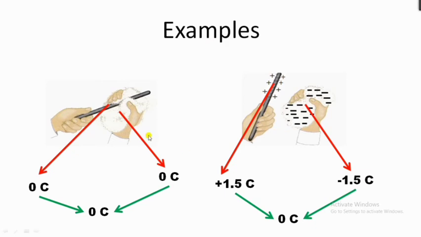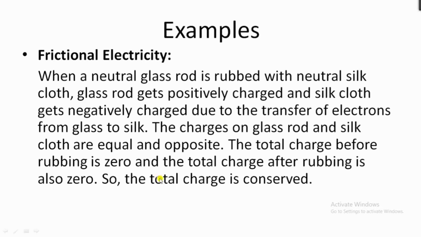So in this process we are not creating this positive and negative charge. These charges are already there in the atoms, but we are just transferring electrons, making one positively charged and another negatively charged, but the total charge of the system is the same. So when you keep them in contact, the electrons will flow back to the glass rod, and again we will get 0 coulomb. So this is the explanation. You can pause and copy.